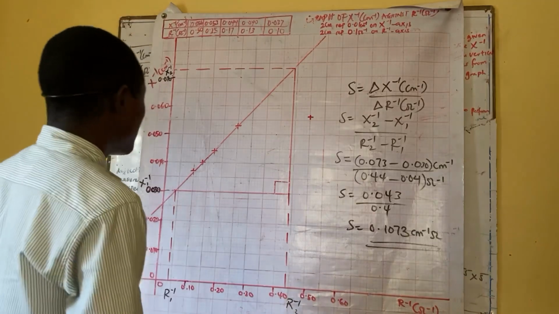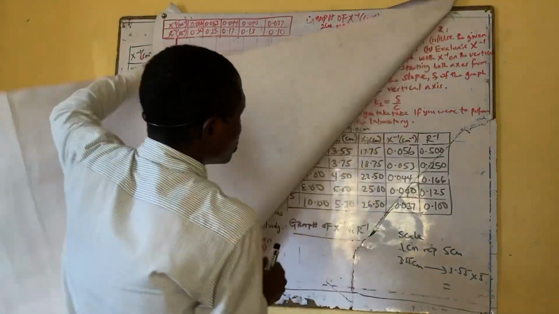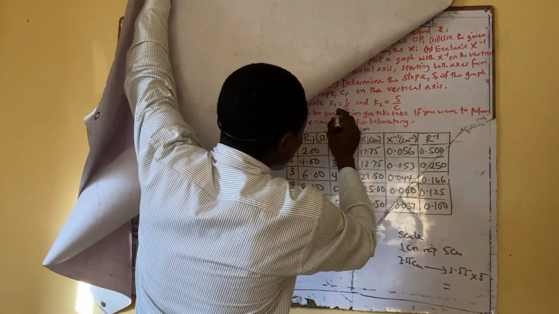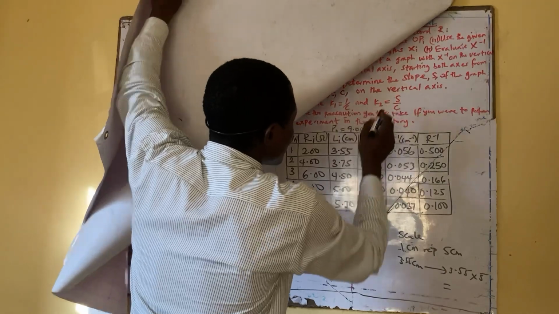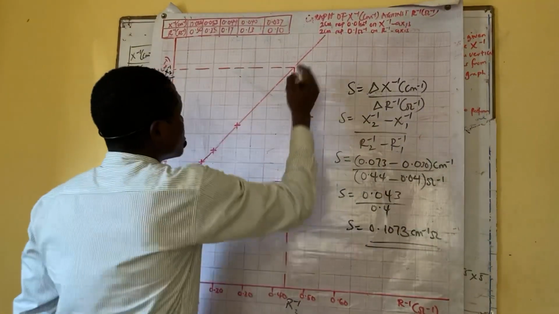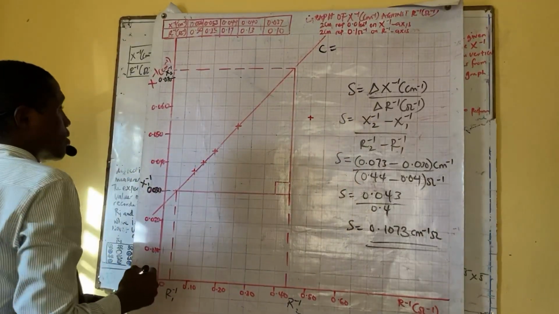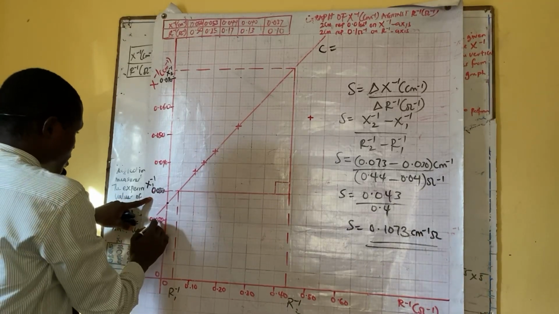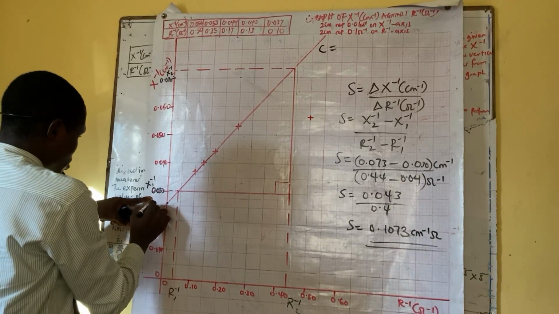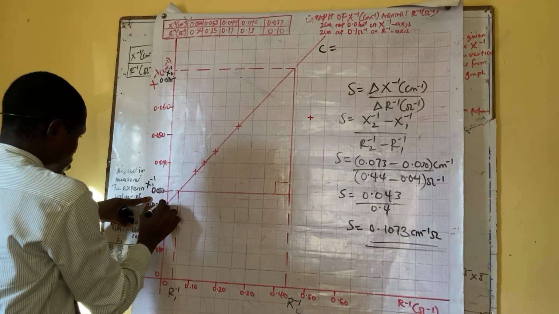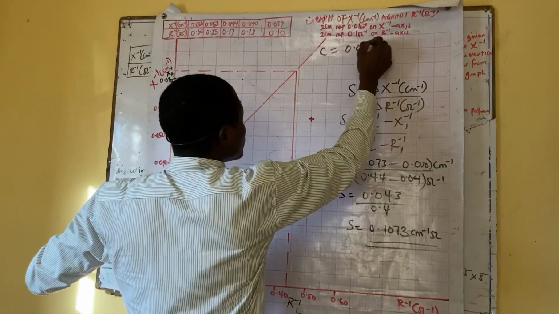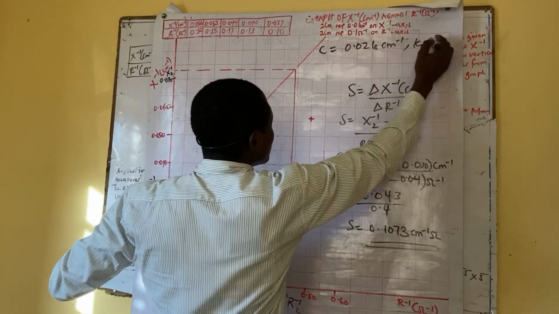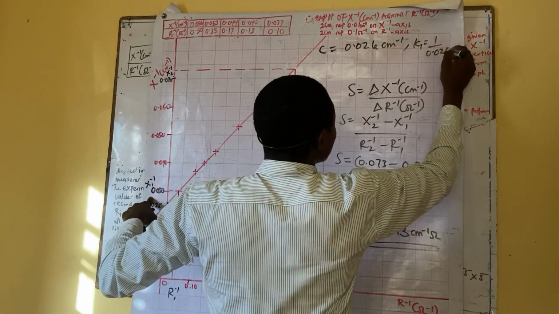So we have to calculate the intercept here. If you check this place, I have to determine the intercept C on the vertical axis, and then find K1 as 1 over C, and K2 as S over what? So we have to determine the vertical intercept. The vertical intercept is here, which is 0.025. So this place is 0.026 per centimeter. So your K1 will be 1 over 0.026, and that will be what?